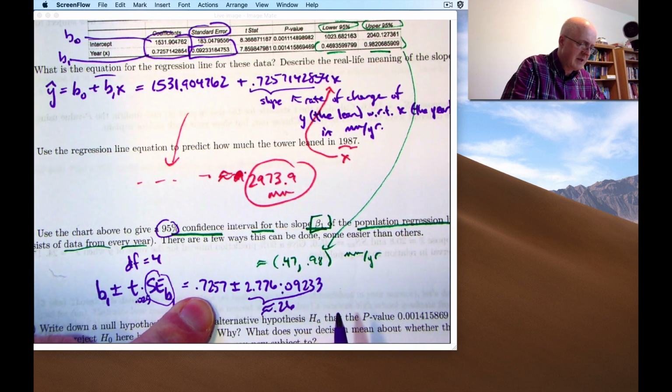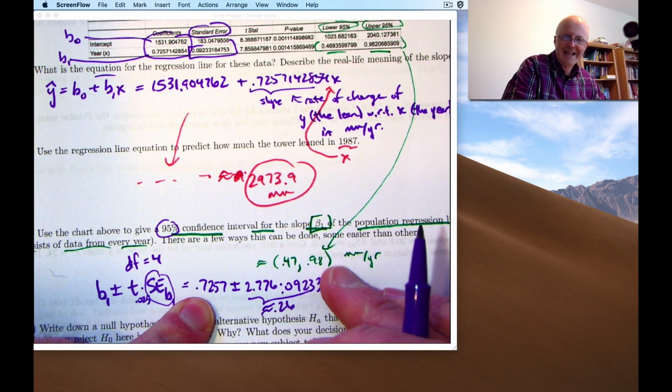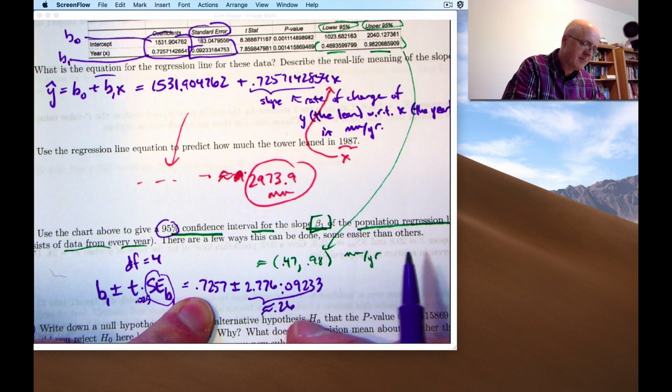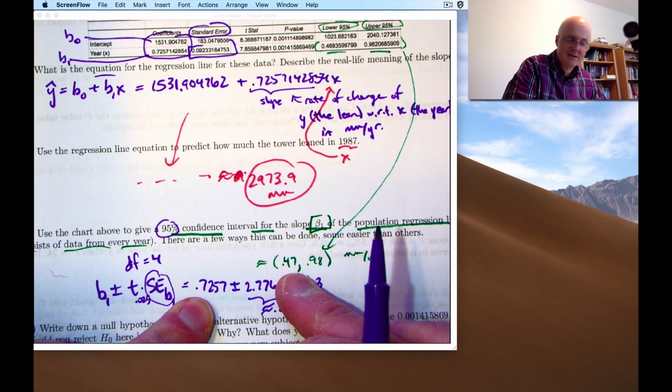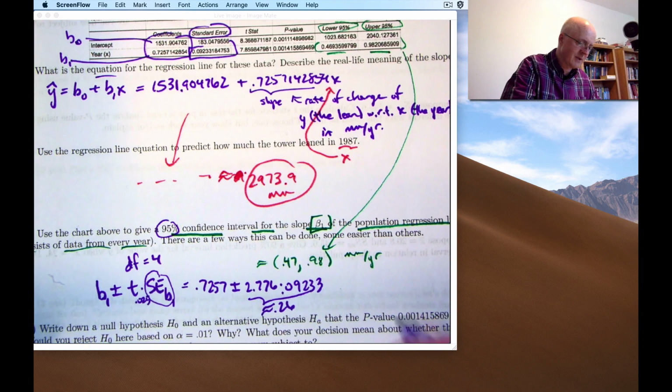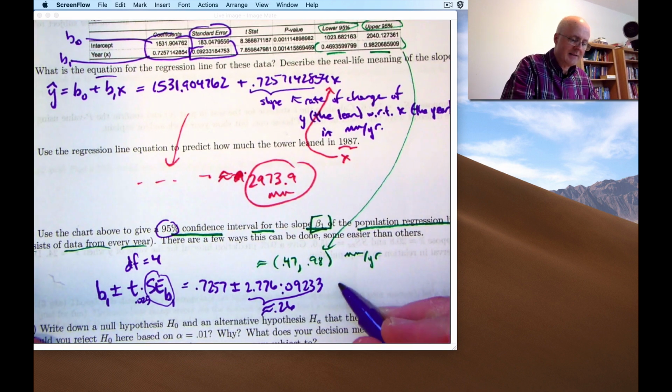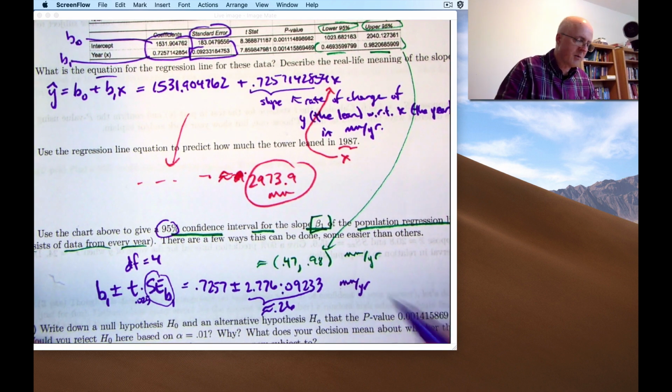0.73 plus 0.26 would give you about 0.99. 0.73 minus 0.26 would give you 0.47. So with some rounding, I believe it's good enough here. And again, this would be in millimeters per year as well. It's another form of the confidence interval.